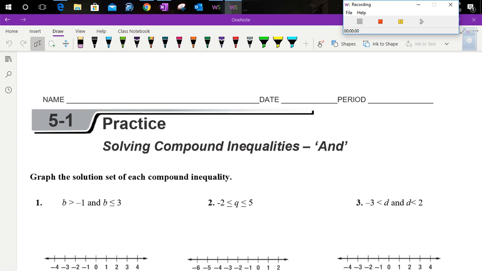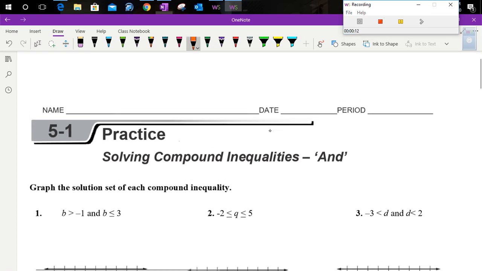Okay, so today we're going to be talking about compound inequalities. And compound inequalities really means that we are dealing with two inequalities, compound meaning two. Usually they're going to be an and, or they could be an or. Today we're going to deal just with the and problems.